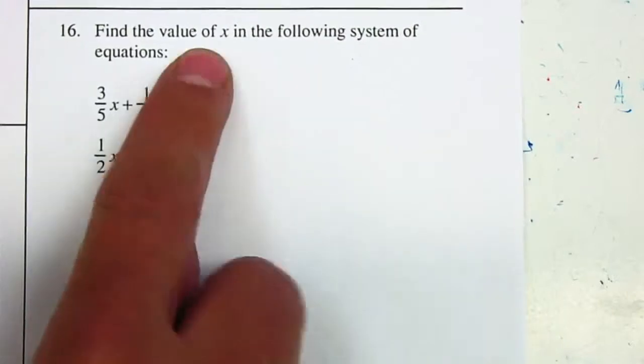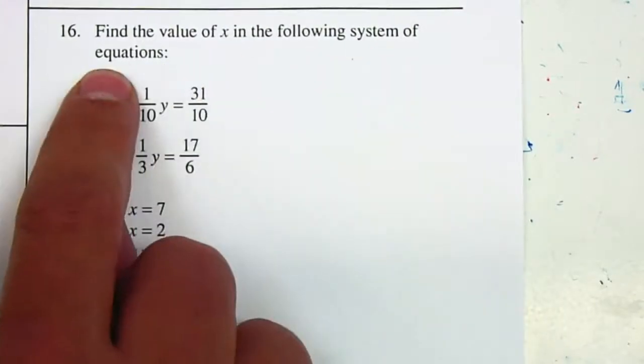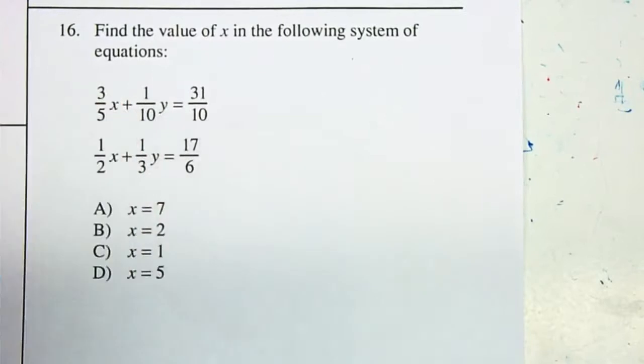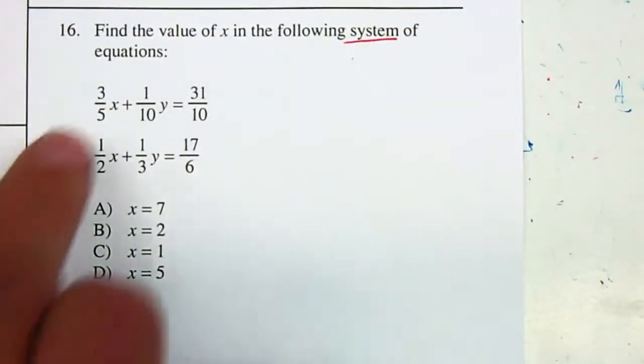Find the value of x in the following system of equations. So they give you two equations, so that's why it's called a system. And I need to be able to find the value of x. So if you notice, we have fractions.